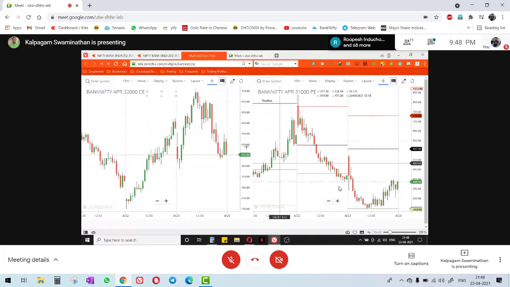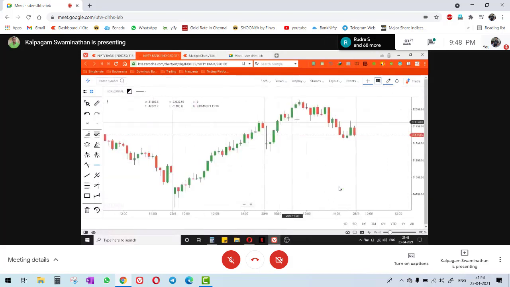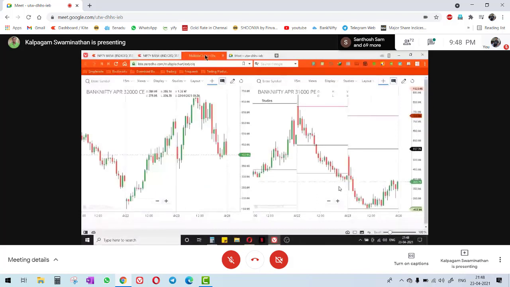Now when you see the Bank Nifty on the 15-minute chart, you know that at 11:45 there was a red candle which was formed and it broke the low of the previous green candle. Gives us a clear sell signal. So you should have taken a PE here. Okay. Now, if you had traded this way, what would have been your profit?